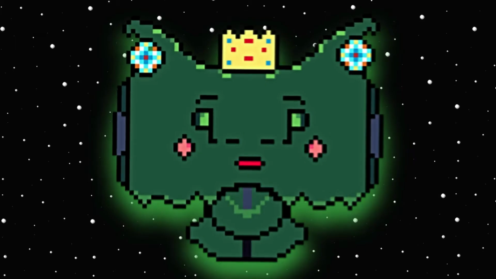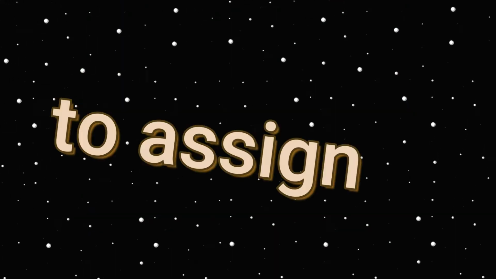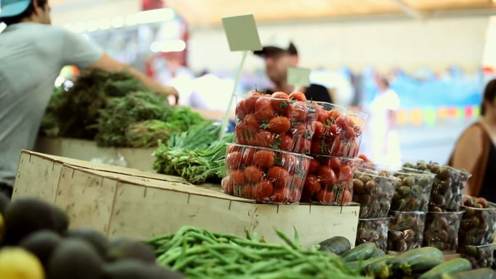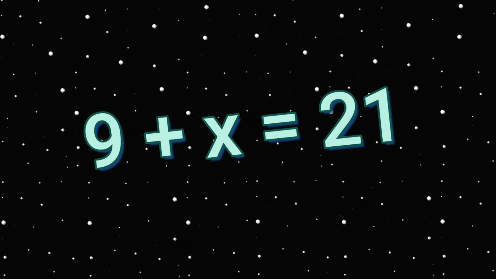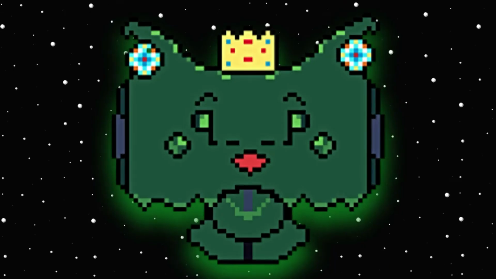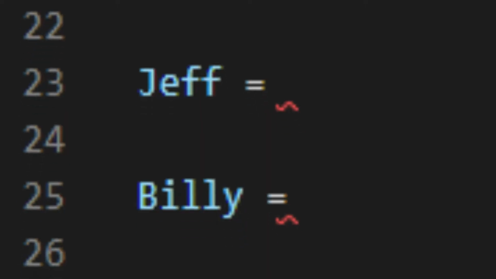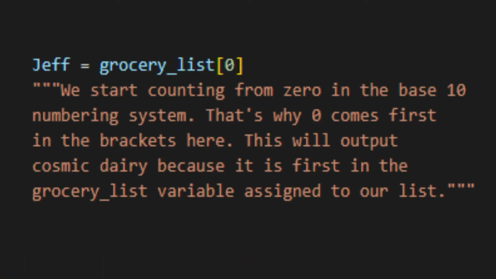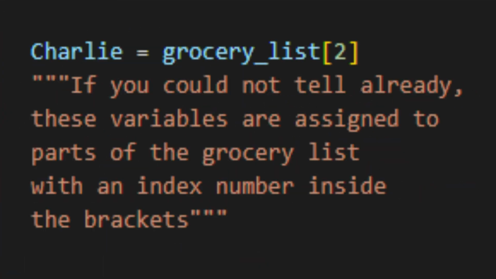We can only assign one type of item for advanced shopping carts to get from the alien marketplace, given the parameters I set for this video. So we'll use the grocery list we've established to assign dairy products to one, produce to another, and meat to the last. We'll use variables to name our shopping carts. The first one will be Jeff, the second one will be Billy, and the last will be Charlie. Jeff will get dairy, Bill will get produce, and Charlie will get meat.